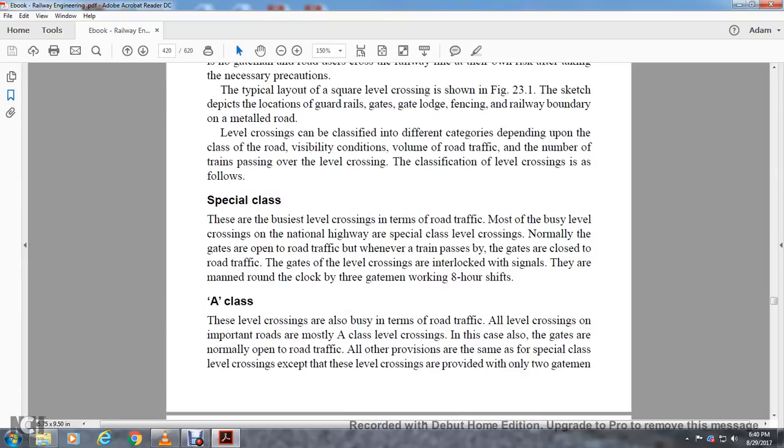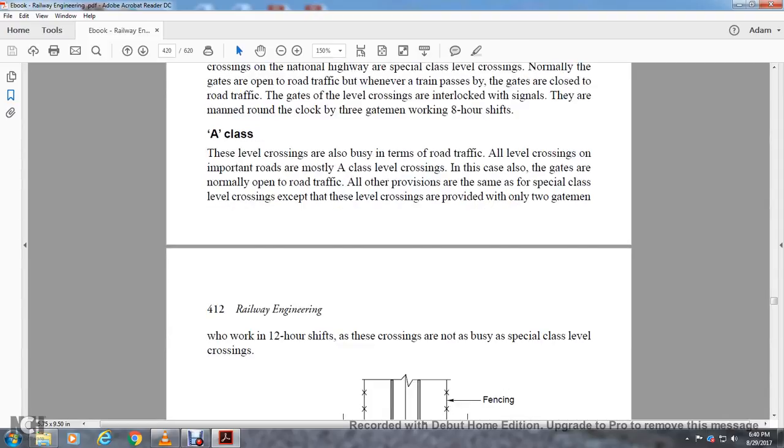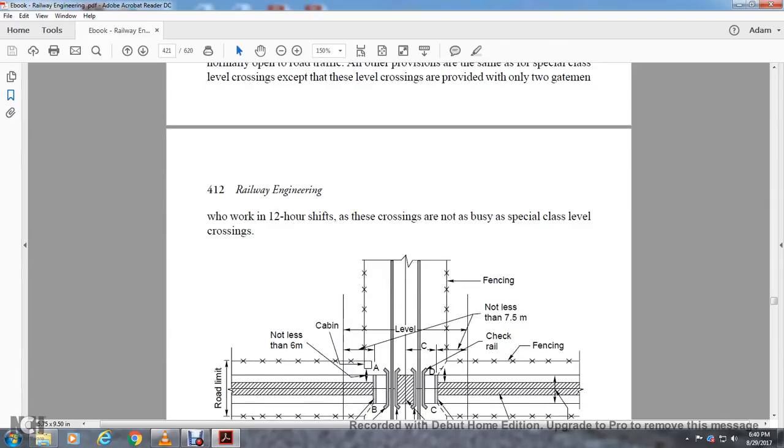A class level crossings are also busy in terms of road traffic. All level crossings on important roads are mostly A class level crossings. In this case, all the gates are normally open to the road traffic, and all the other provisions are the same. These are provided with two gatemen working 12-hour shifts. These crossings are not as busy as the special class.